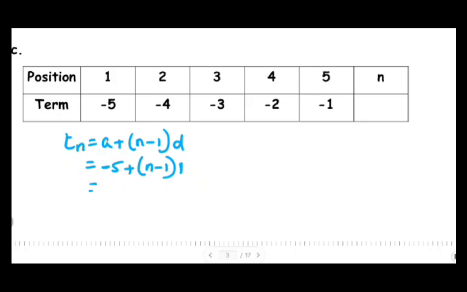Okay, so -5, 1 into n will make it +1n, 1 into -1 makes -1, which is equal to -5 and -1 equal to -6, plus n, or n - 6.